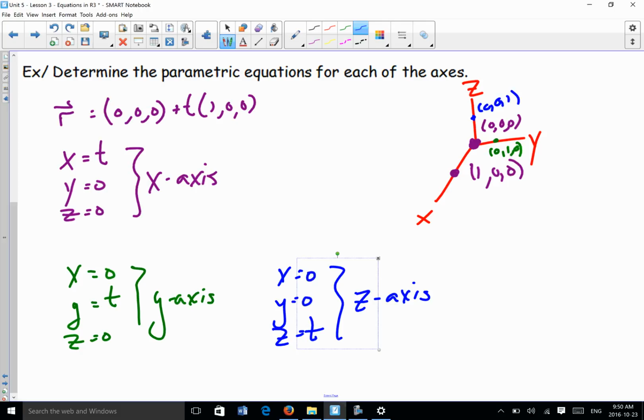I picked the easy numbers, I used the ones, but if I had changed those things, if I had chosen along the x-axis 46, 0, and 0, all that would be is a scalar multiple in the direction of the x-axis. It's the same line, just a bigger multiple.